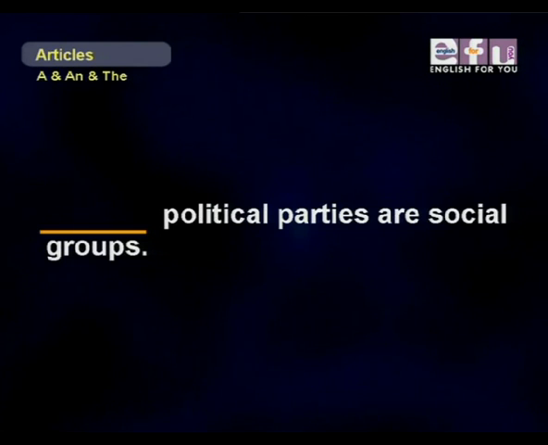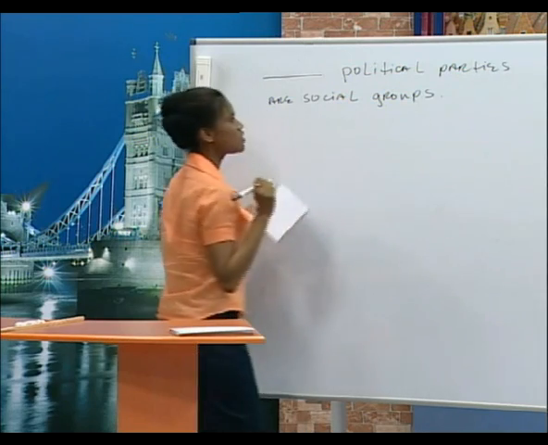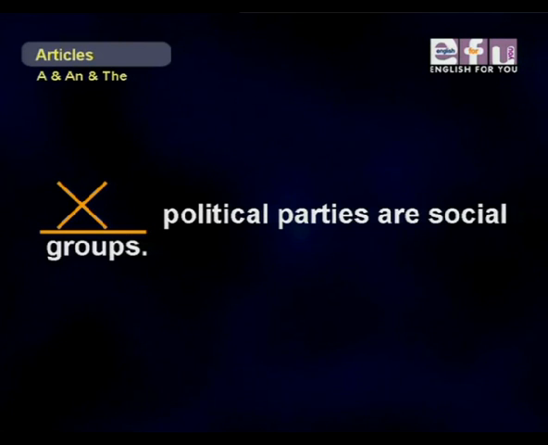Political parties are social groups. Let's start with Alberto. Can you tell us which article to use? We don't use any articles here. Political parties are social groups. That's right. Very good.